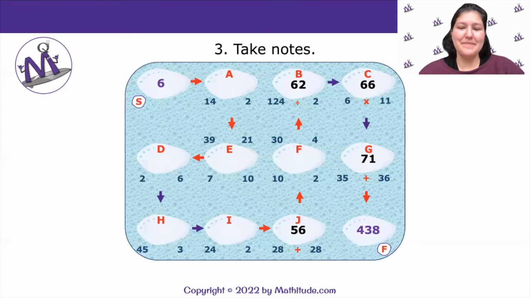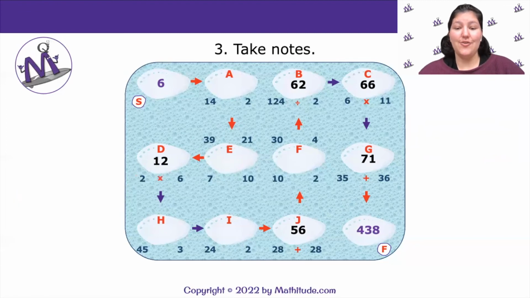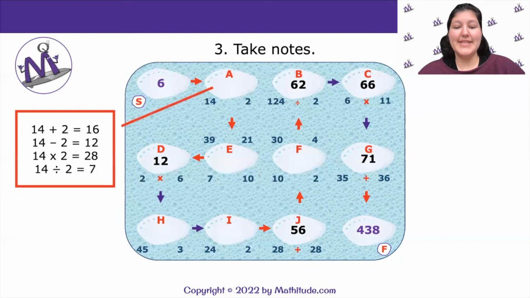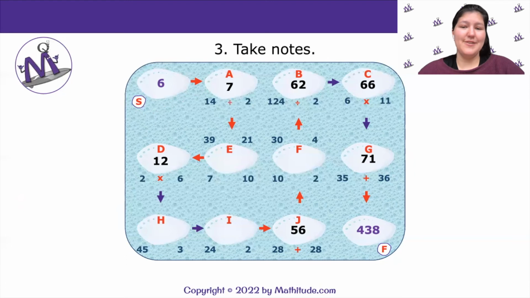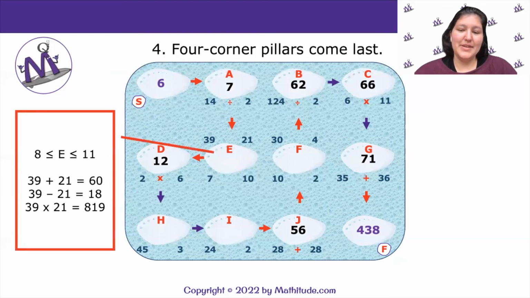We now know that we visit D after both A and E. The options for D are 8 and 12, so D must be 12 because otherwise A and E would both have to be 7, which is impossible. Since D is 12, A must be 7. H and I, we still don't have enough information to find, so we'll come back to those at the end. Let's note everything we know about E. It must be at least 8, but no more than 11.